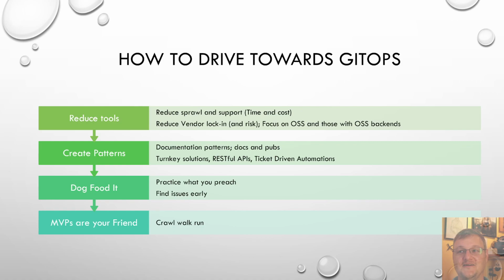Dog food it, right? Practice what you preach. It's easier to sell something that you've already bought. So if you're using GitOps for your own internal tooling, your SRE practice, it makes it easier to show a development team because you say, see, we use it ourselves. You're also going to find all your issues early. Those little holes, like the image pull secrets, you would have discovered early as you dog food it yourself. And then MVPs, minimal viable products, are your friend. You need a crawl, walk, run, scooter, skateboard, car, however you like to phrase it. Start small, work your way big, and you'll get there.